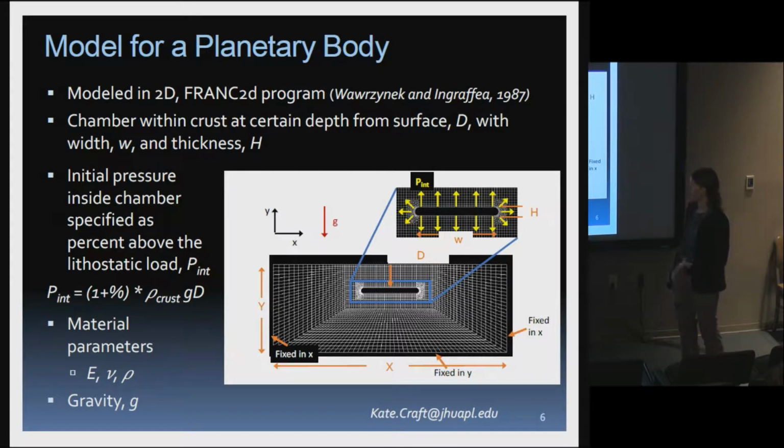This is my model setup. I'm modeling this in 2D, where we look at this magma chamber or cryovolcanic chamber that's filled with cryo fluid and is then cooling and overpressurizing. The pressure that's induced within the cryo chamber is 1 plus whatever percent of overpressurization you want to add, and then you have the overlying lithostatic load. You consider your material parameters, and you have gravity acting on the system. This figure just shows the overpressurization acting outwards on the chamber.